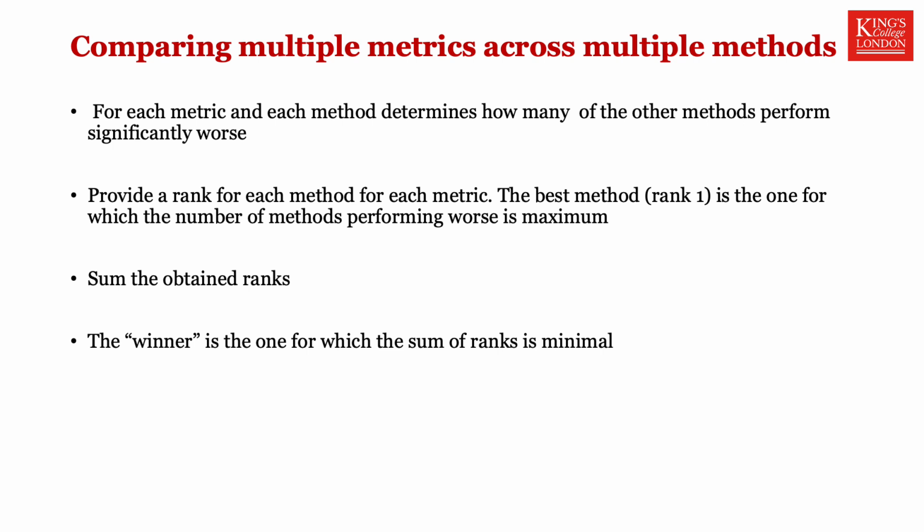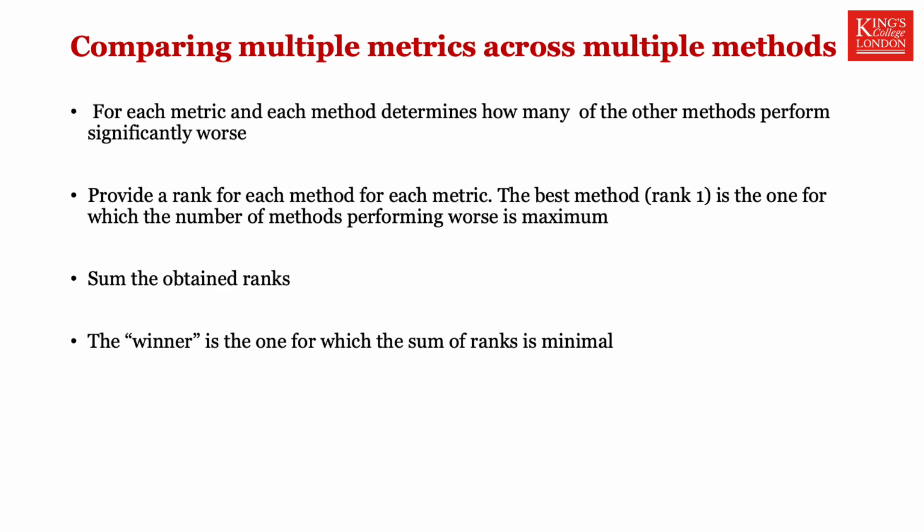So the idea is that for each metric and each method, you determine how many of the other methods that you are performing against perform significantly worse. You count that. So that gives you a rank for each method for the metric, with the best method, rank 1, being the one for which the number of methods performing worse is maximum. Then you sum over the different metrics the ranks that you obtain, and the winner among all your methods is the one for which the sum of ranks is minimal.